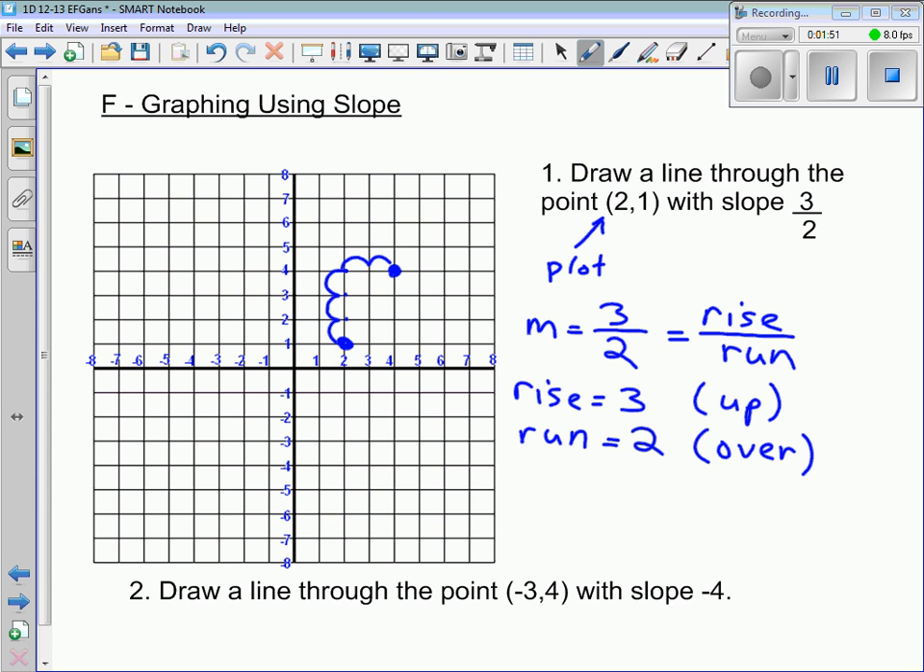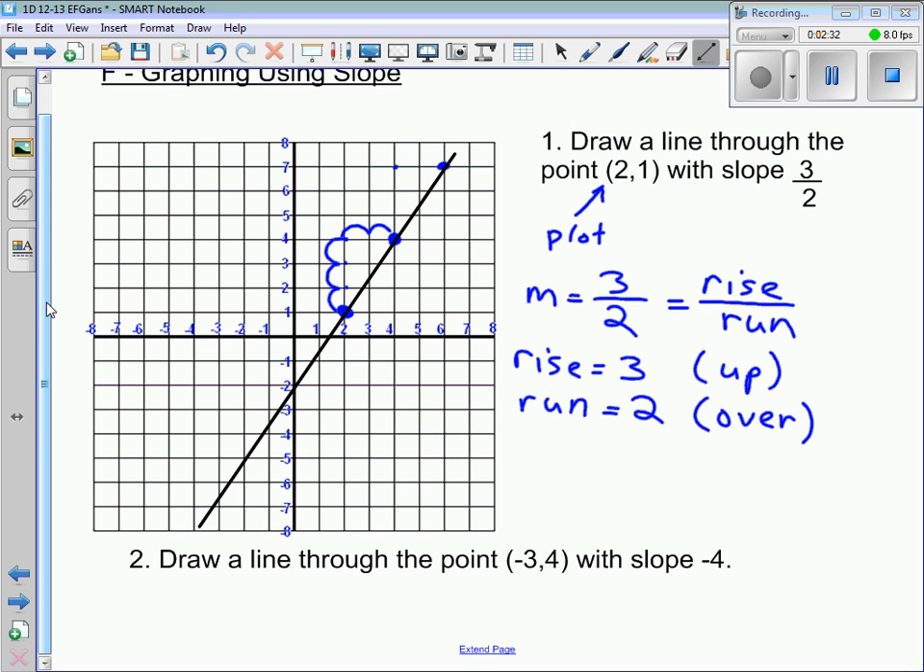If I want a third point, I just do these steps again. My rise is 3, so I go up 3: 1, 2, 3. And then I go over 2: 1, 2. Now I've got 3 points there. If I connect those points with a straight line, that gives me the graph that they're asking us for. It goes through the point (2, 1), and it has a slope of 3 over 2. So let's just start on one dot, follow the steps, and then connect the dots together.